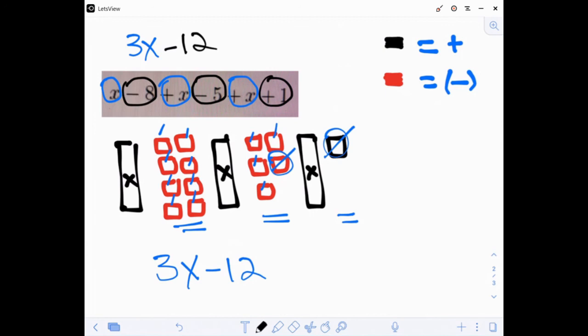So two ways to look at the same problem. If you want to represent it with the algebra tiles, it might be easier to visualize what's happening. But the answer to this simplified expression is 3x minus 12. All right, hopefully that helps.